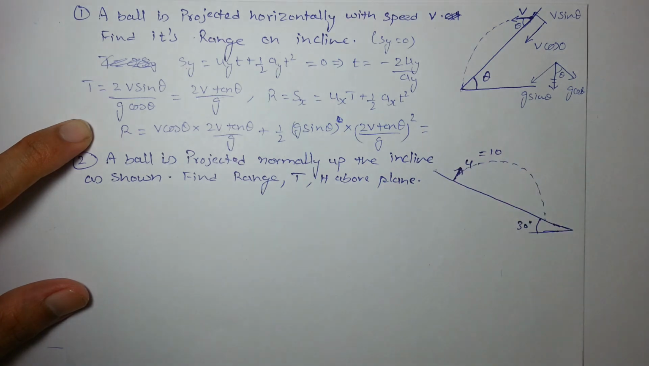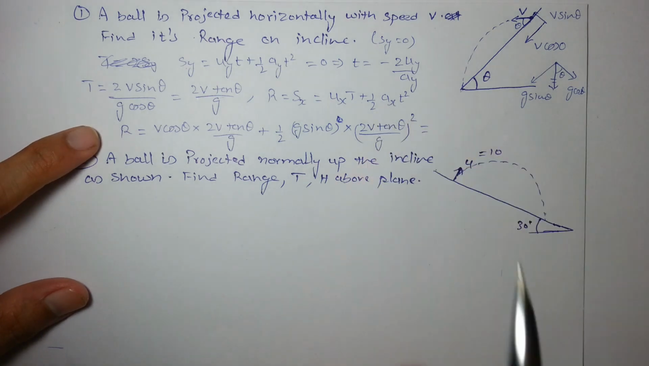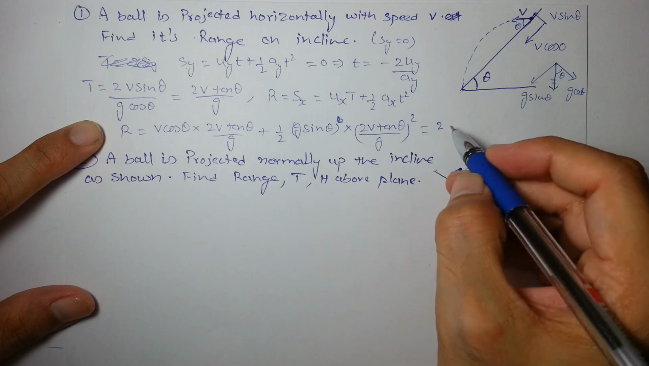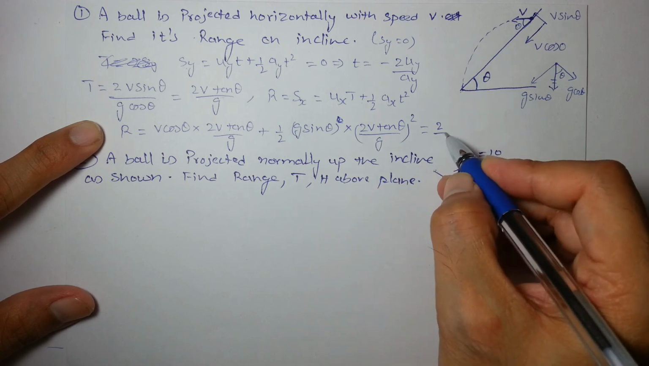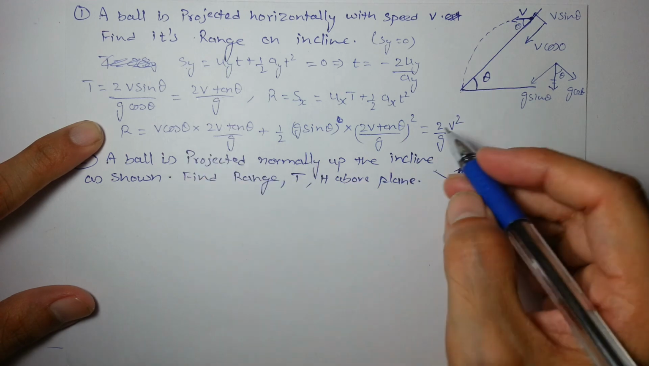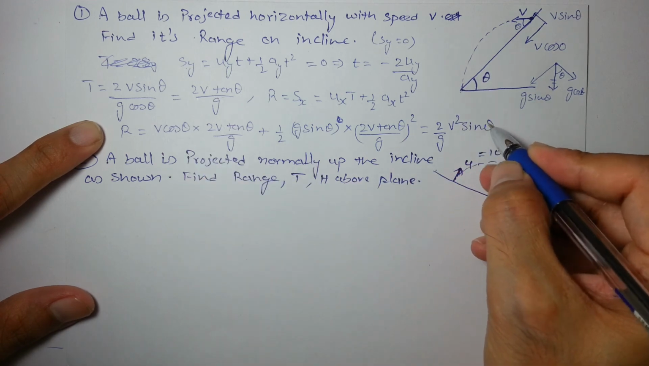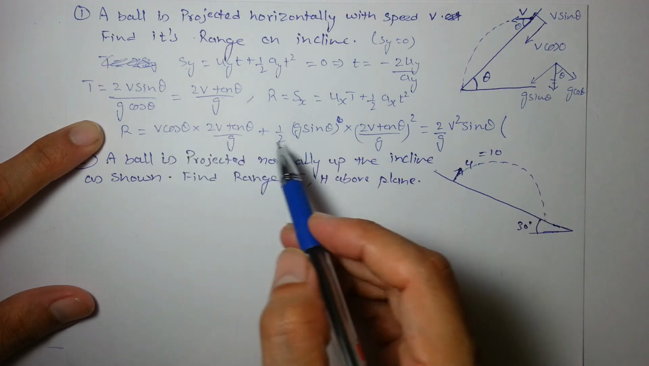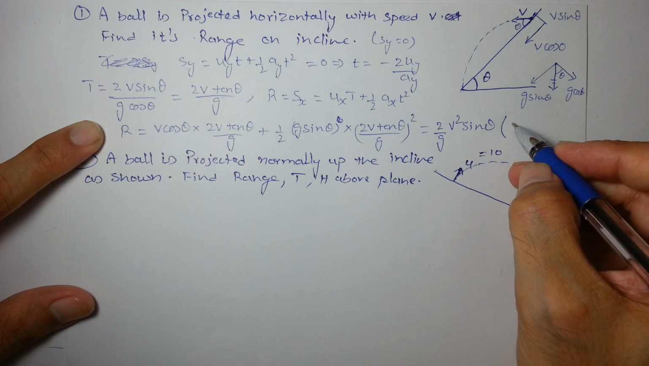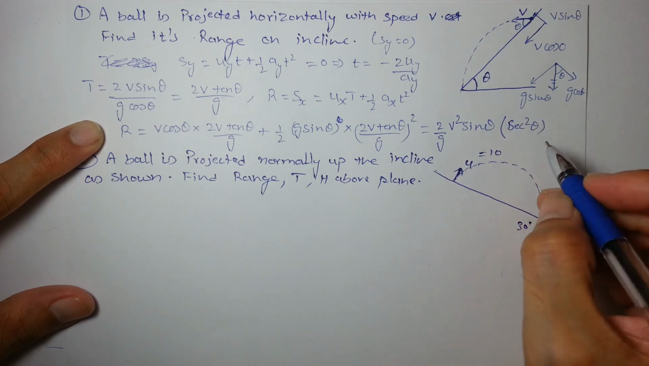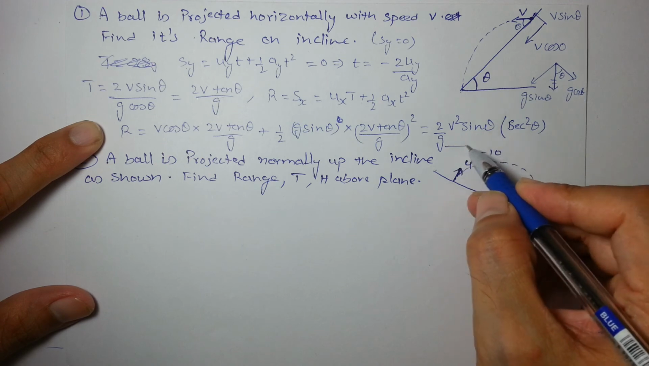By solving this, we can easily take a few things common. We can take 2 in the numerator and g in the denominator, v square and sin theta as common terms, and we will be left with 1 and tan square theta. So 1 plus tan square theta is nothing but sec square theta. So we are getting this expression in terms of range.